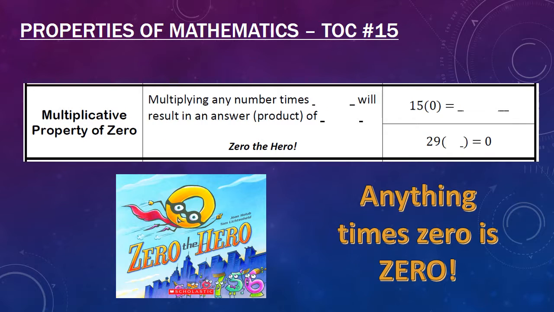All right, we also have the multiplicative property of 0, which is a fancy way of saying 0 is the hero, and that multiplying any number times 0 will result in an answer of 0. So that's all you have to know. 0 is the hero with multiplication. So 15 times 0 is 0. 29 times 0 is 0. Anything times 0 is 0. Again, you know this. There's nothing new, we're just putting a name to it.